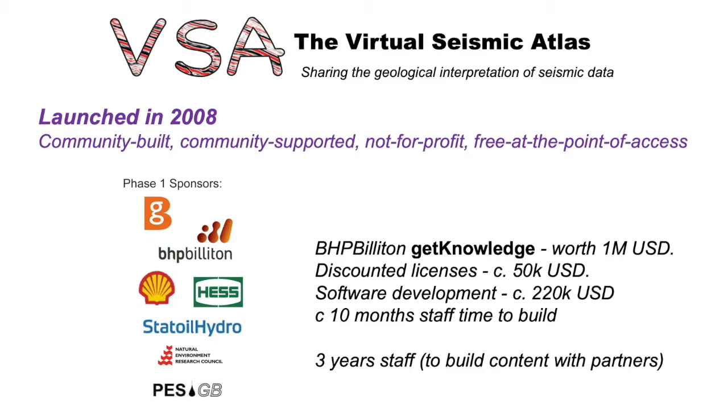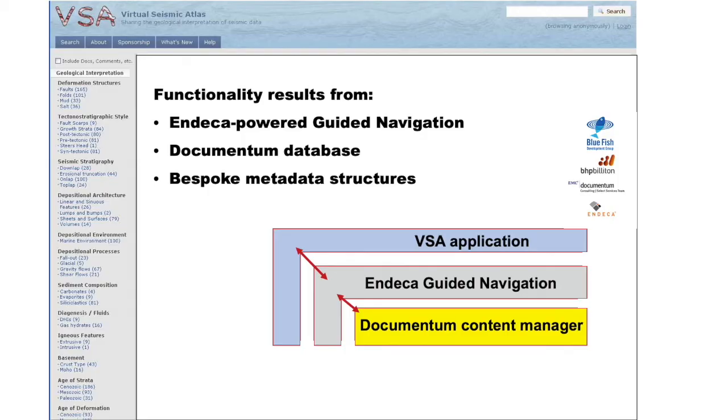So this is how the first edition of the VSA was structured. At the heart of the VSA is the Documentum database. Endeca-powered guided navigation wraps around that, and that in turn is wrapped around by the VSA application, the website, which allows this system to work and be accessible to the public at large.